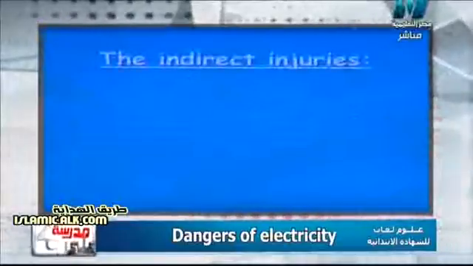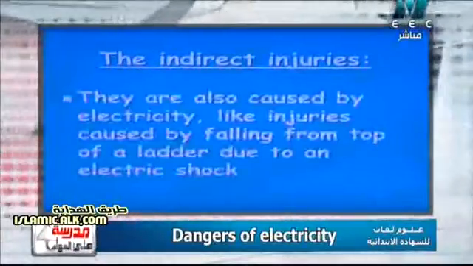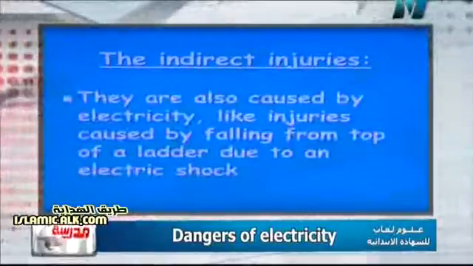Okay, so the last one is indirect injuries. It's one only. They are also caused by electricity, but the injury here is not directly from the electricity. For example, a person may be fixing electricity on a ladder and fall down and may break his leg or his arm. So these injuries are not directly from electricity; they are called indirect injuries from electricity itself.